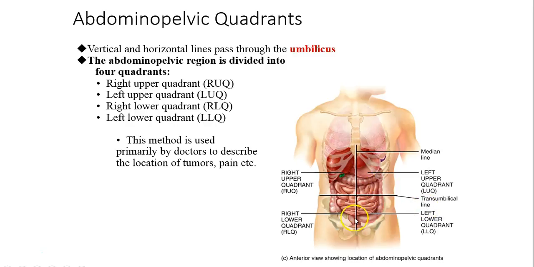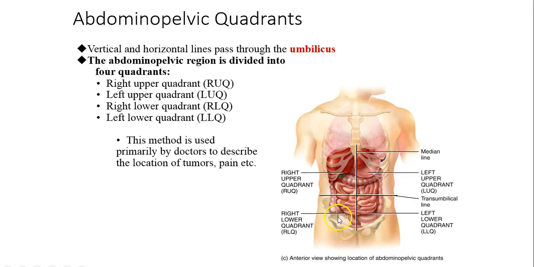So here we have the quadrant method. Here we can see 4 quadrants: right and left upper quadrant, right and left lower quadrant. Belly button would be right there. And please do note that when we name these things, it's the person's right and left, not your right and left. Okay, this method is used primarily by doctors to describe the location of tumors, pain, etc.